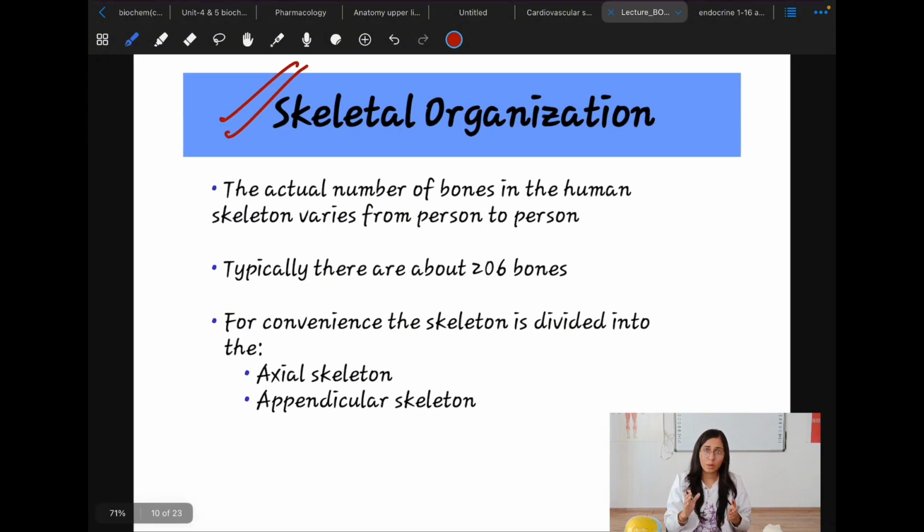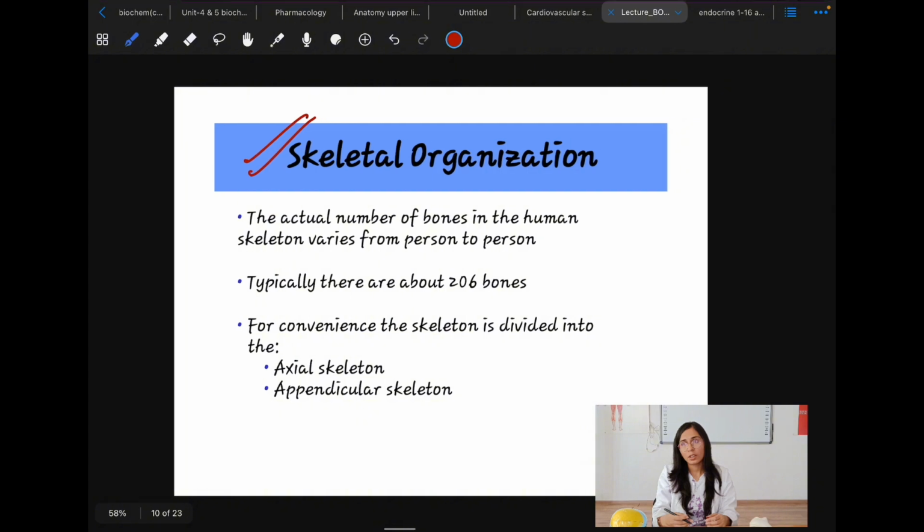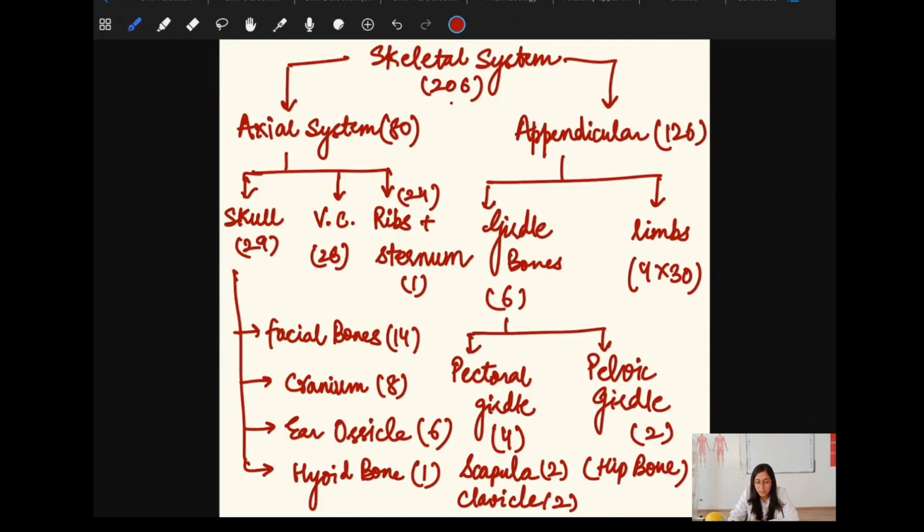For convenience, the skeleton is divided into two parts: the axial skeleton and the appendicular skeleton. There are about 206 bones in the skeletal system. In the axial skeletal system, there are 80 bones, and the remaining 126 bones are part of the appendicular system. The axial skeletal system lies on the axis of our body. First of all, the skull, the vertebral column, the ribs, and the sternum.